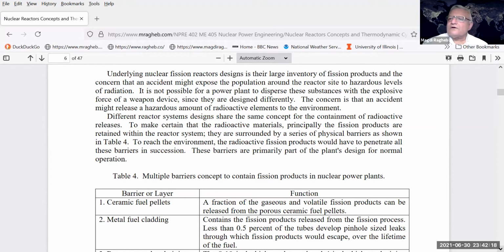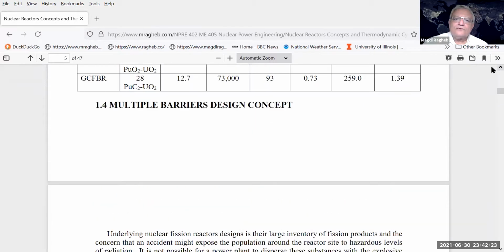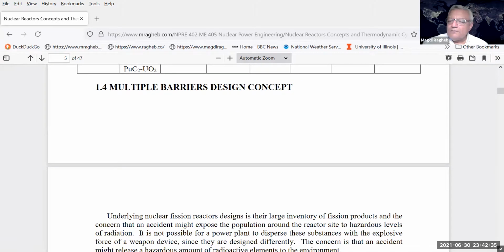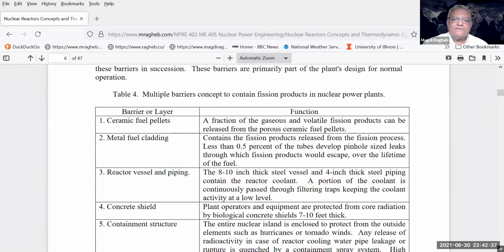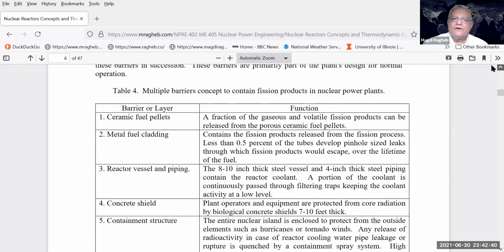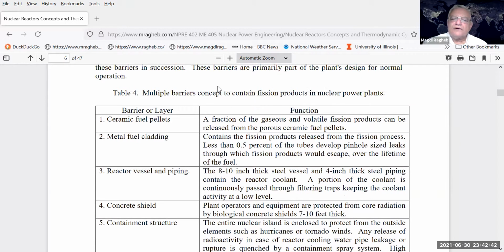So nuclear reactors differ from fossil fuel power plants in that we have a closed system, and to keep that radioactivity that comes out after the fissioning of uranium, we use a concept called the multiple barriers concept. First, you'll find that the fuel itself is an oxide of uranium. So you have UO2, a ceramic, which as we know can take high temperatures, and it is porous.